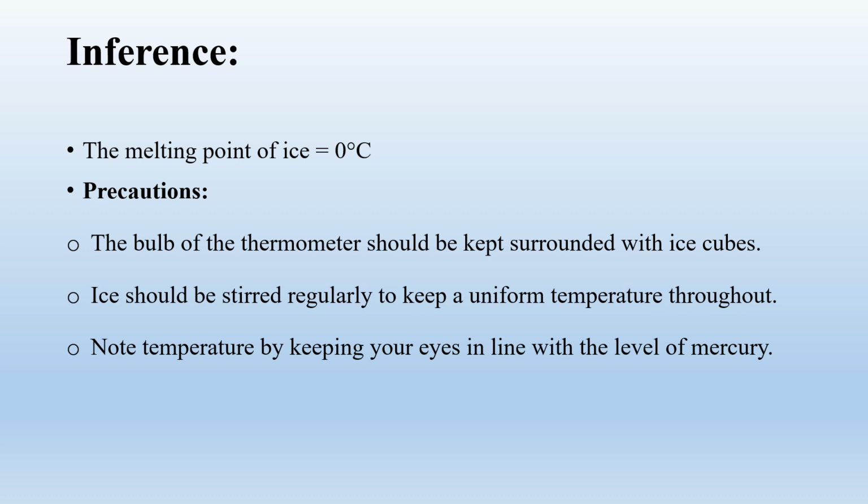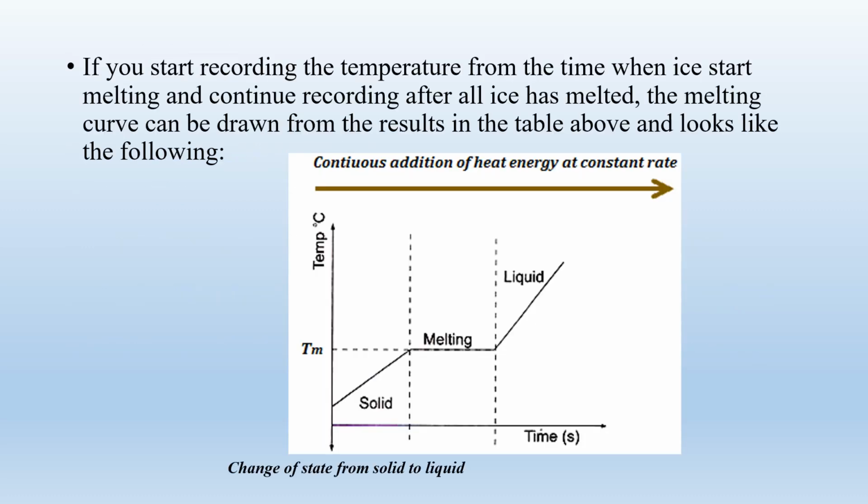Precautions. The bulb of the thermometer should be kept surrounded with ice cubes. Ice should be stirred regularly to keep a uniform temperature throughout. Note temperature by keeping your eyes in line with the level of mercury. If you start recording the temperature from the time when ice starts melting and continue recording after all ice has melted, the melting curve can be drawn from the results in the table above and looks like the following.